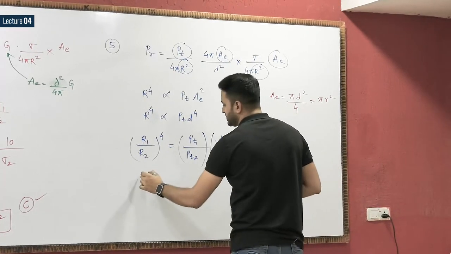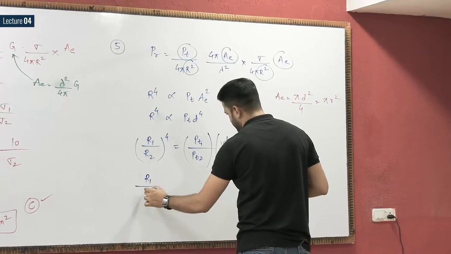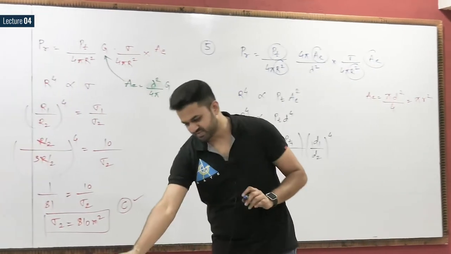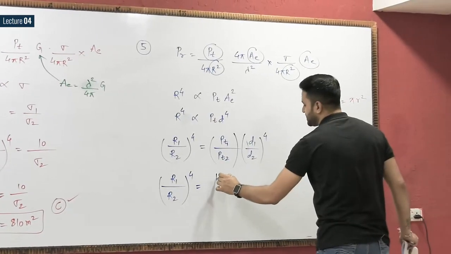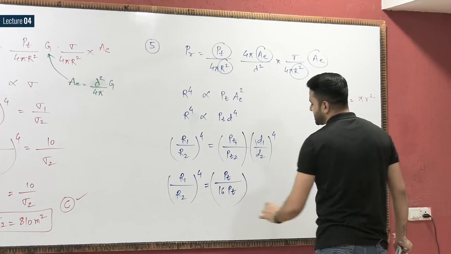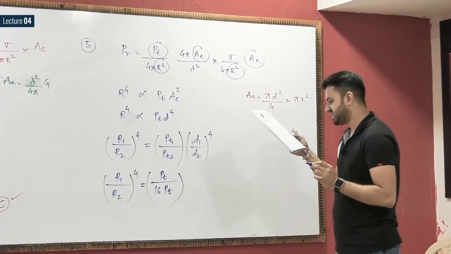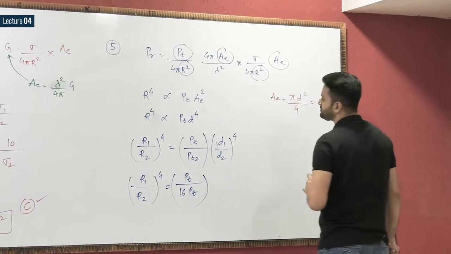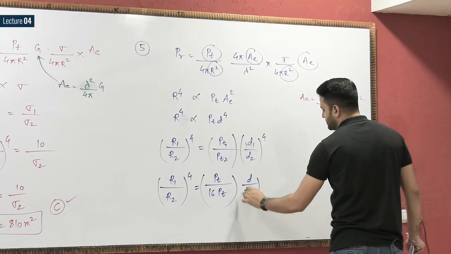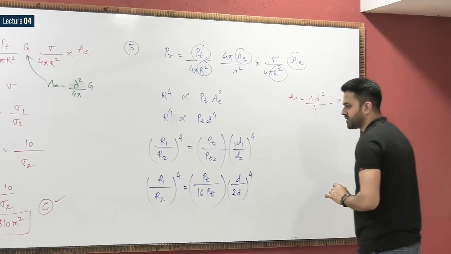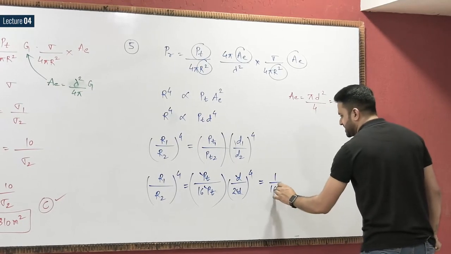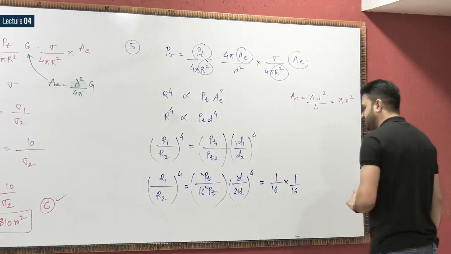So the range previously we don't know, but we have to calculate by what factor it changes, and the power is increased by a factor of 16. So power previously was PT suppose, and the second time we are increasing by a factor of 16, and the diameter is increased by a factor of 2. So if it is D and it is increased by a factor of 2, this PT and PT will get cancelled, this D and D will get cancelled, and we get 1 upon 16 here and again 1 upon 16 here.